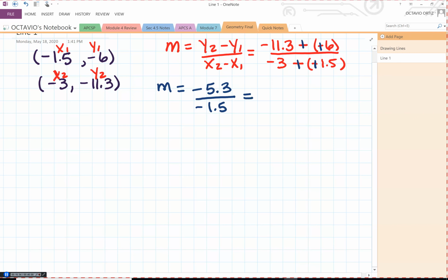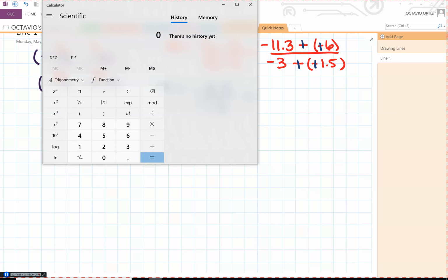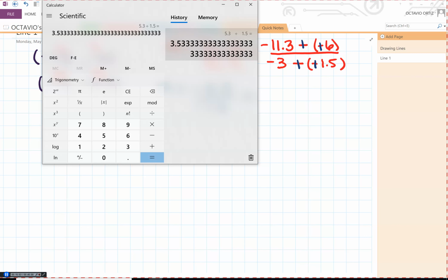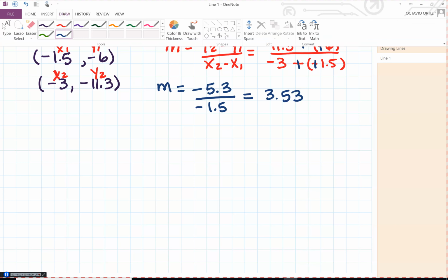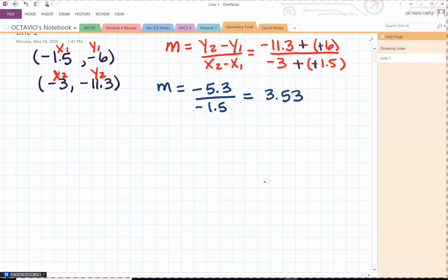If you want, by all means, use a calculator. 5.3 divided by 1.5. Notice that there's quite a few numbers. Just keep 2 numbers after the decimal. That's enough. So I'm going to keep 2 numbers after the decimal. That would be 3.53. Okay, now that I have the slope, now I need to get the y-intercept. And so remember that we have y equals the slope, 3.53, x plus b.